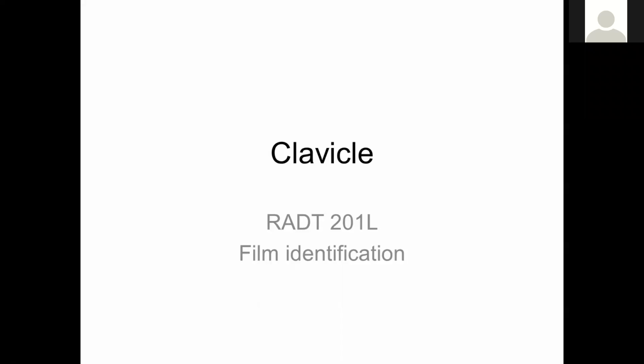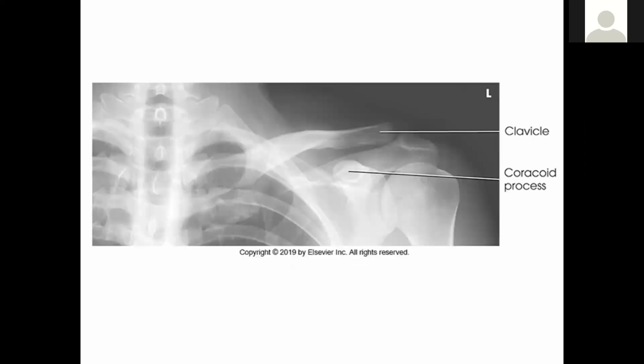for RADT 201L. This is film identification for exams of the clavicle, AC joints, and SC joints. We will begin with the clavicle. Your clavicle exam, 2 projections, an AP and an AP axial.